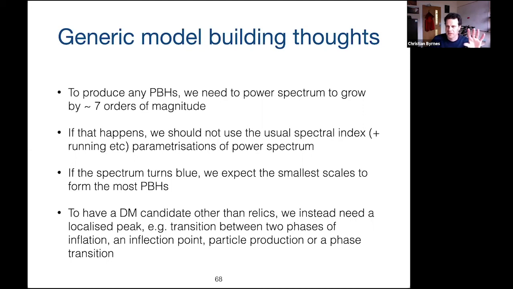These are generic arguments. There may be ways around them with very specific cases, but in general, if the trigger for the boost in the power spectrum comes from the end of inflation, you're only producing very light ones.